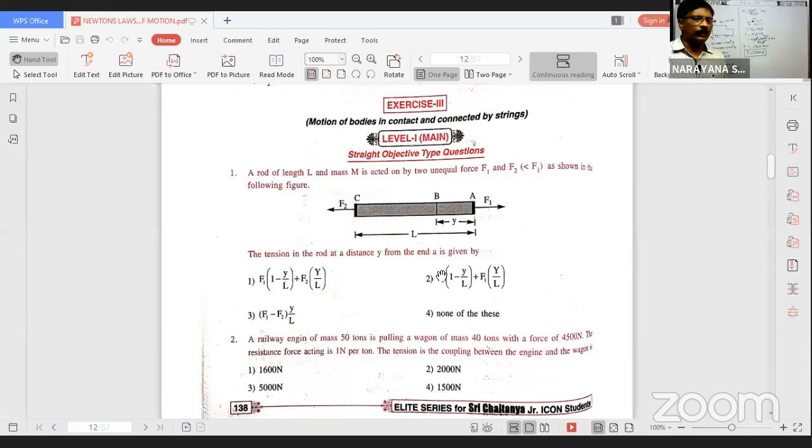Is screen sharing properly visible to you or not? If anybody is not getting screen sharing properly, adjust your system, because most of the people are getting it properly. Okay. Next.